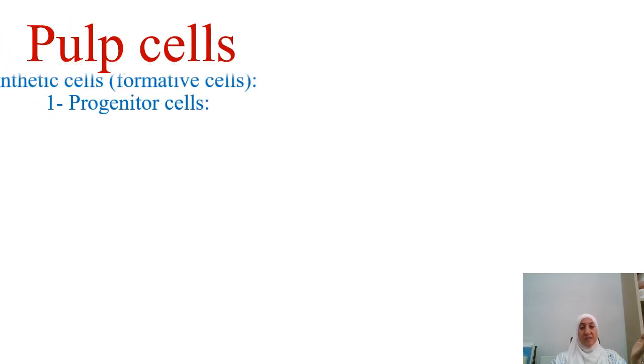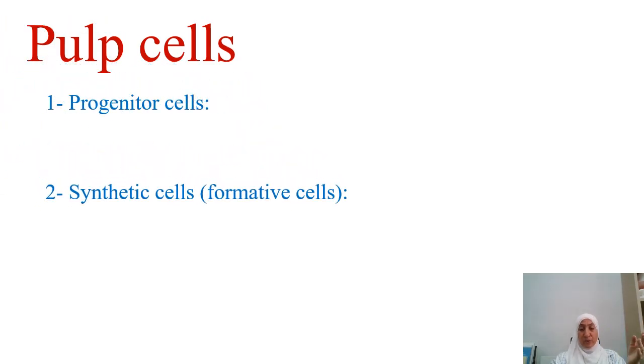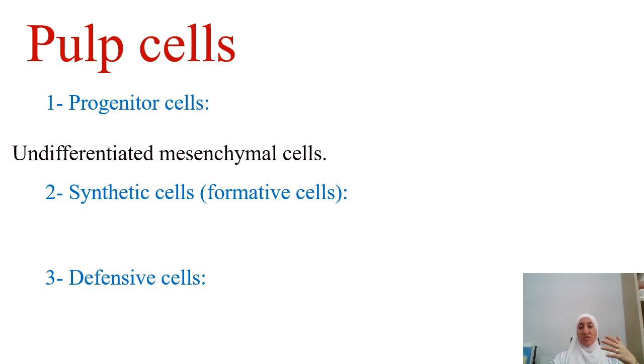The pulp cells: we have progenitor cells. Of course, progenitor cells means that they could differentiate into other cells. And we have formative cells, for sure. The odontoblast will be the maestro, and the fibroblast will come later. We have defensive cells as in any connective tissue. Normal connective tissue for sure contains defensive cells, macrophages, mast cells, lymphocytes, and so on.